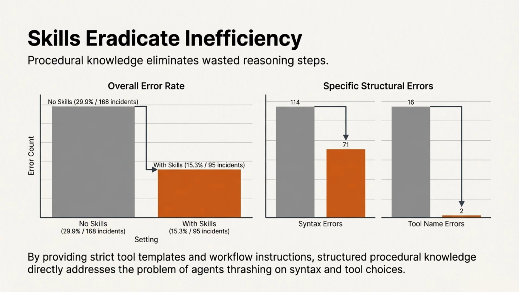So, how does it drive these results? First, skills eradicate inefficiency. Structured procedural knowledge totally eliminates wasted reasoning steps. When we look at the specific error counts, the overall error rate dropped drastically from almost 30% down to roughly 15%. More importantly, specific structural errors plummeted, syntax errors were nearly cut in half, and toolname errors were virtually wiped out because the agent now strictly follows proven templates.